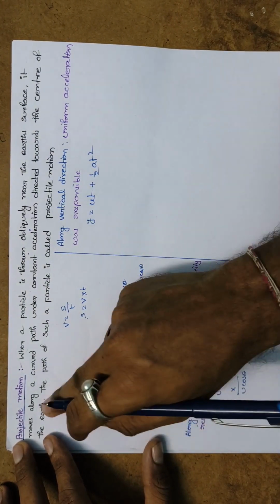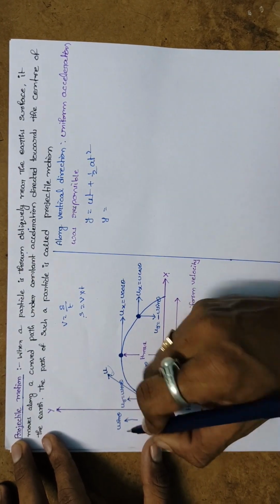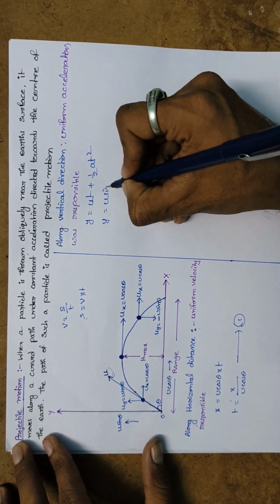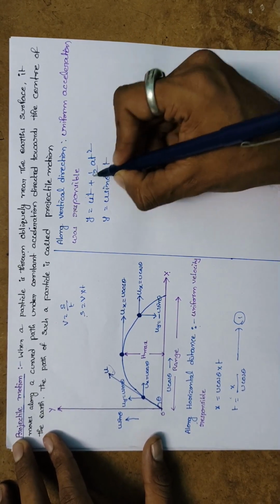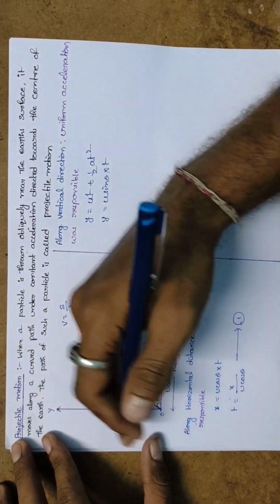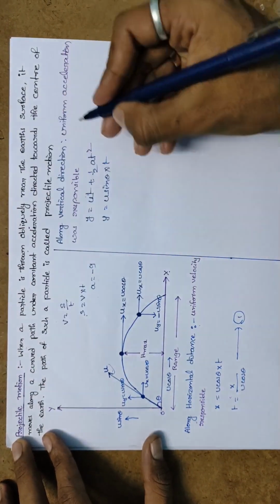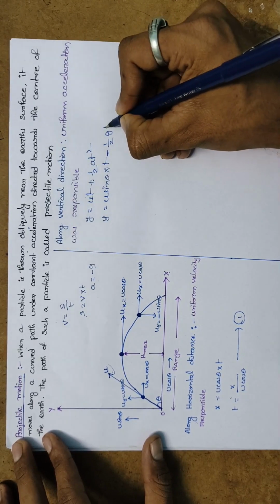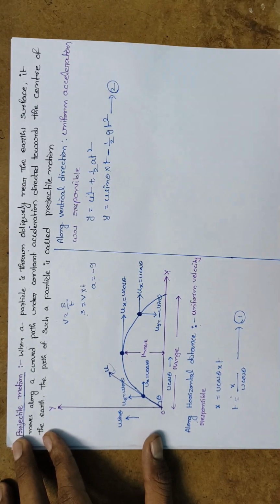So y means, as it is along the y direction, y. u means along the y direction. What is the speed here? u sin theta. So instead of u, I am taking u sin theta into time, as it is I am writing t, plus half into the acceleration along the vertical direction. We are projecting the body upward, right? So acceleration due to gravity becomes negative in the upward direction. So directly I am taking minus half into g into t square. Okay, so let us assume this is equation number 2.